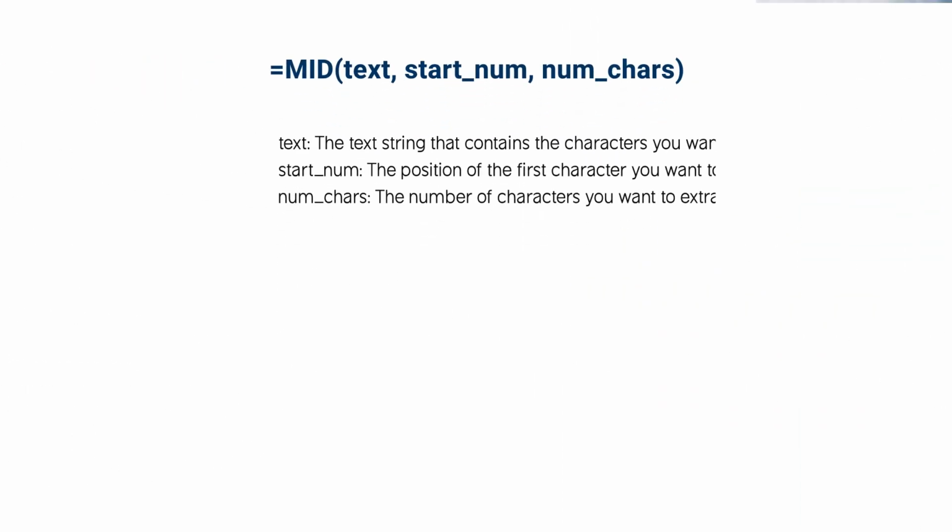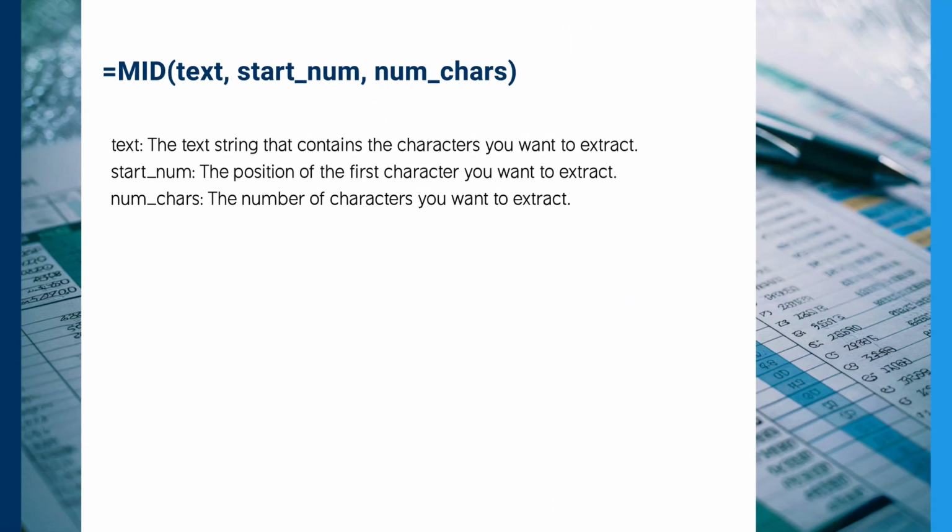Let's dive in. Let's understand the syntax of the MID function. Here's what each part means. Text. This is the text string that contains the characters you want to extract. It can be a direct text string enclosed in quotation marks or a reference to a cell containing the text. Start_num. This specifies the position of the first character you want to extract. The first character in the text string is considered position 1. Num_chars. This represents the number of characters you want to extract from the text string, starting at start_num.